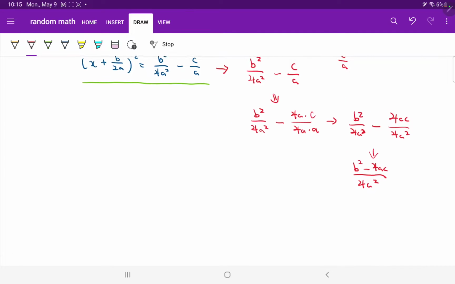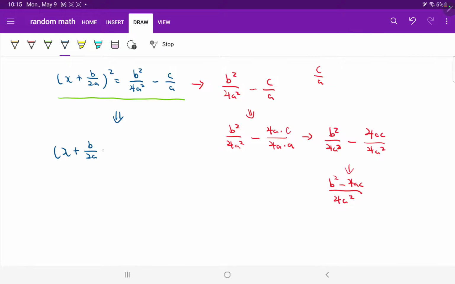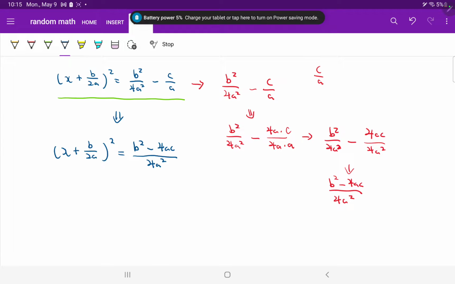So let's go back to our original equation. This will now become x plus b over 2a, squared, equals b squared minus 4ac over 4a squared. And right now, this will be our complete form for now.